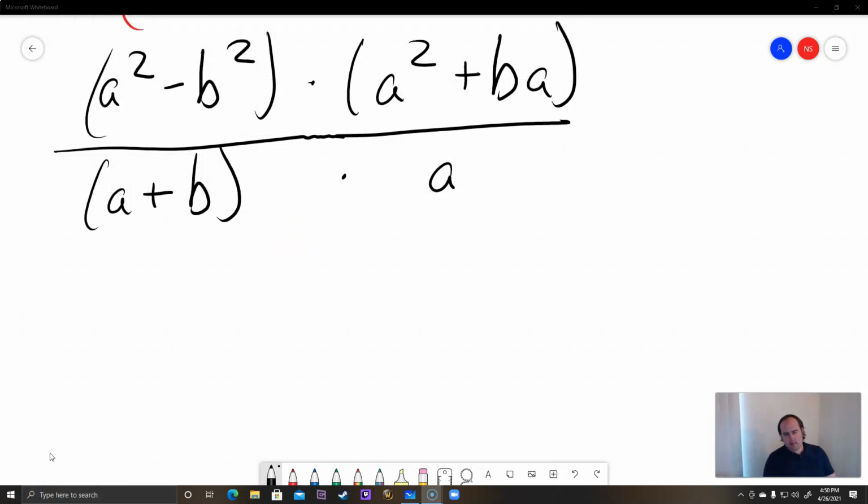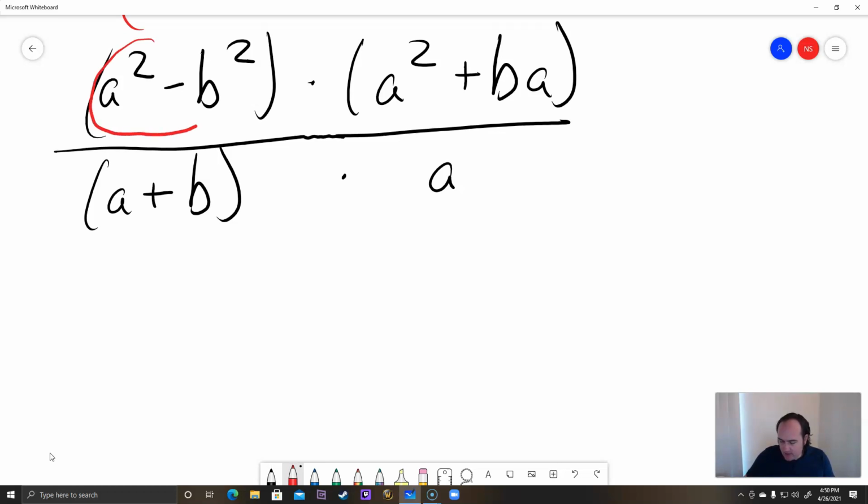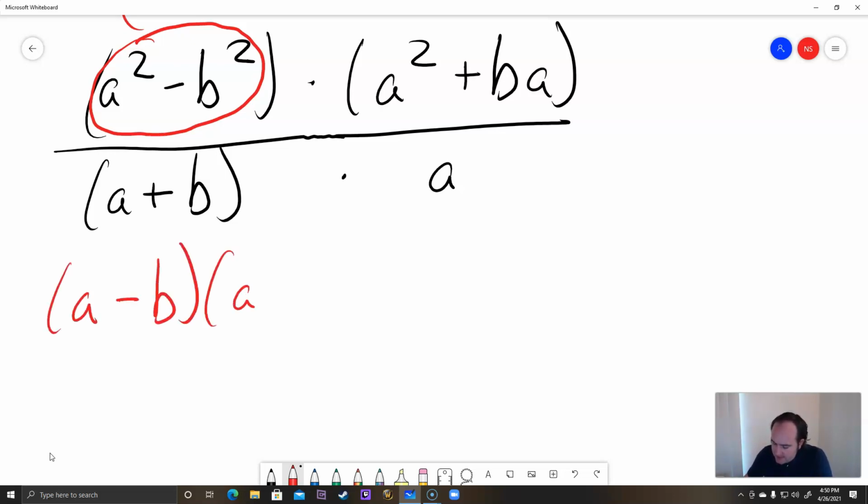Alright, so the rest of the problem should be pretty similar to what we did earlier. Now we just need to factor stuff, and this one isn't too bad to factor. With the top left, we're going to factor the a squared minus b squared as the difference of squares. Remember, if you have two things subtracted from each other, and they're both squares, that's going to be the first thing minus the second thing times the first thing plus the second thing. So here that's going to factor as a minus b times a plus b.